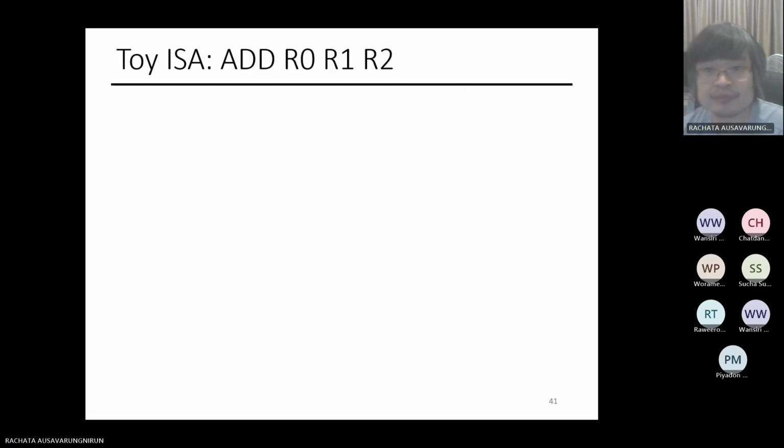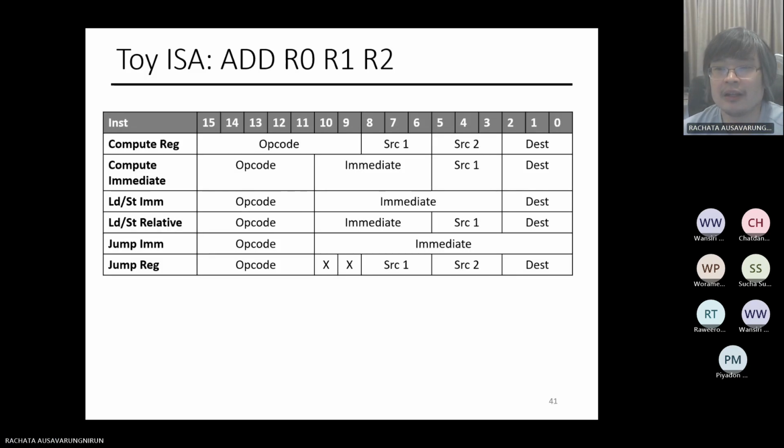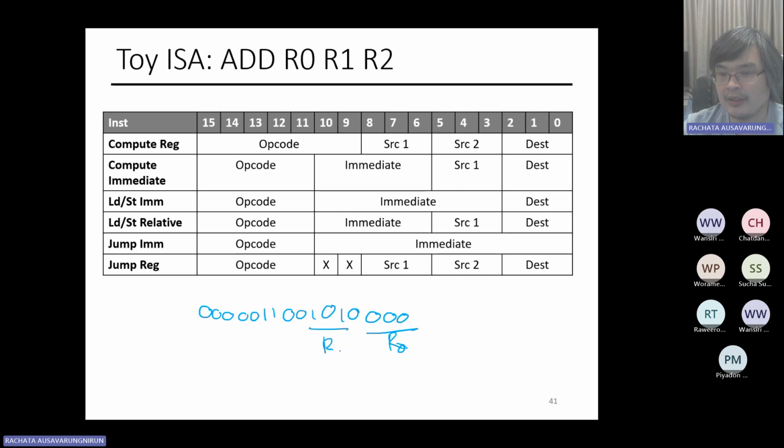All right. Sorry, this is the same example. All right, add R0, R1, R2. So the same example again is going to be 0000011, 001, and then 000, because this is R0, this is R2, this is R1, and this is the add. Okay.